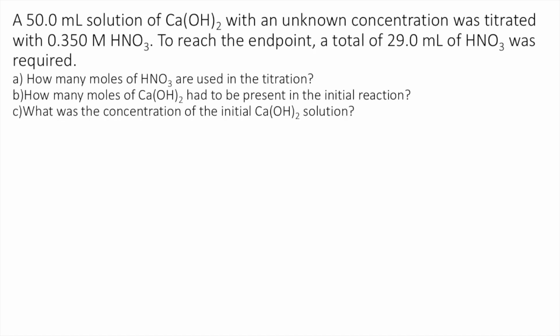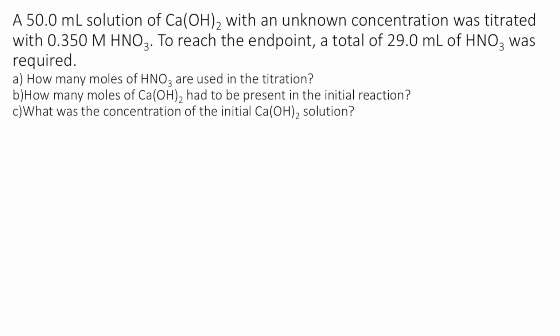A 50 ml solution of calcium hydroxide with an unknown concentration was titrated with 0.350 molar of HNO3. To reach the endpoint, a total of 29 ml of HNO3 was required. So for part A, the question is, how many moles of HNO3 are used in the titration?